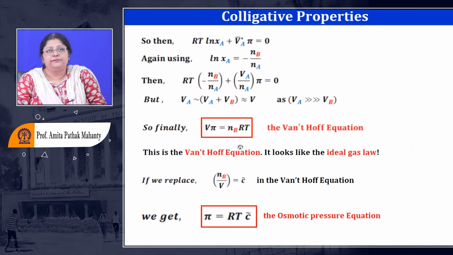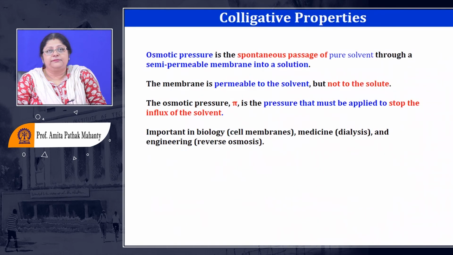Now I replace the total number of moles of solute by the total volume. Total number of moles of solute by the total volume gives you the concentration of the solution. So I can rewrite the osmotic pressure as being equal to RT into the concentration. Okay, this is the standard equation which you already know.